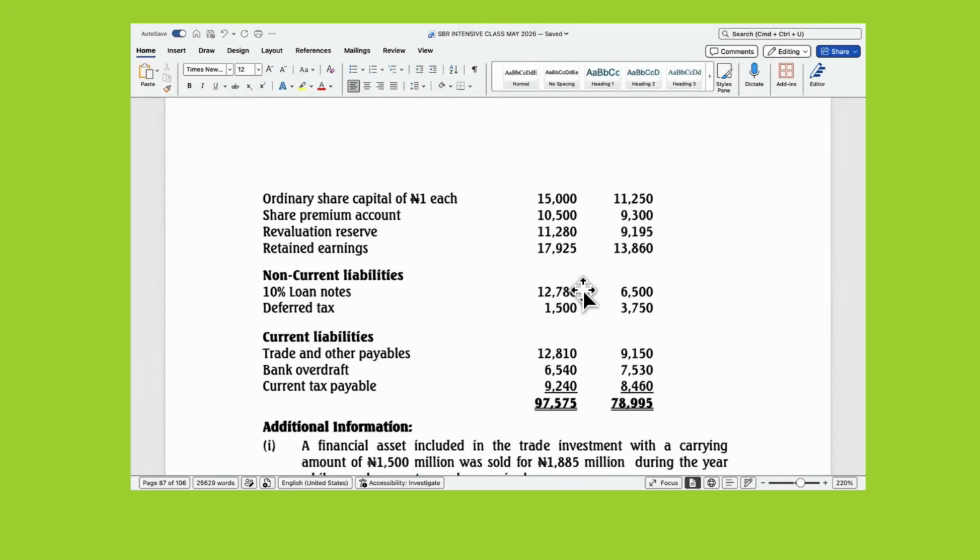For deferred tax, usually you have to deal with deferred tax and current tax together. You aggregate them together as one. So I will put together this deferred tax opening of 3,750. Under current liabilities, there's current tax opening of 8,460. I will just add it together.